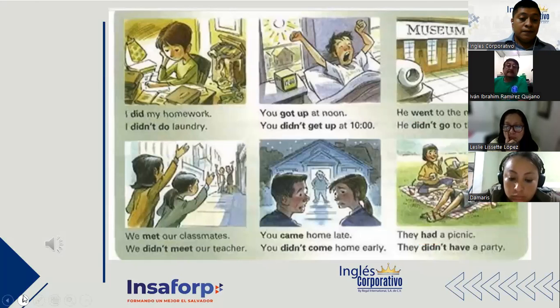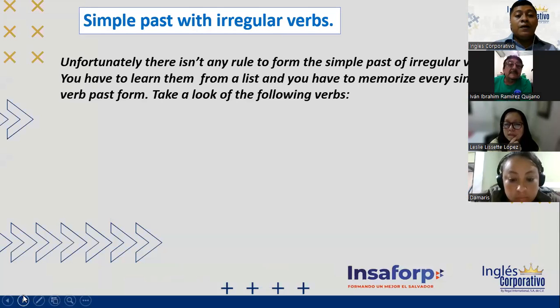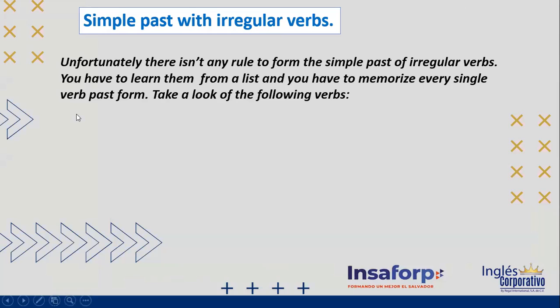I did my homework. Okay, take a look at this information. Unfortunately, there isn't any rule to form the simple past of irregular verbs. You have to learn them from a list and you have to memorize every single verb past form. Take a look at the following verbs. Desafortunadamente, no hay una regla para formar el pasado de los verbos irregulares. We need to study them from a list and we have to memorize them.